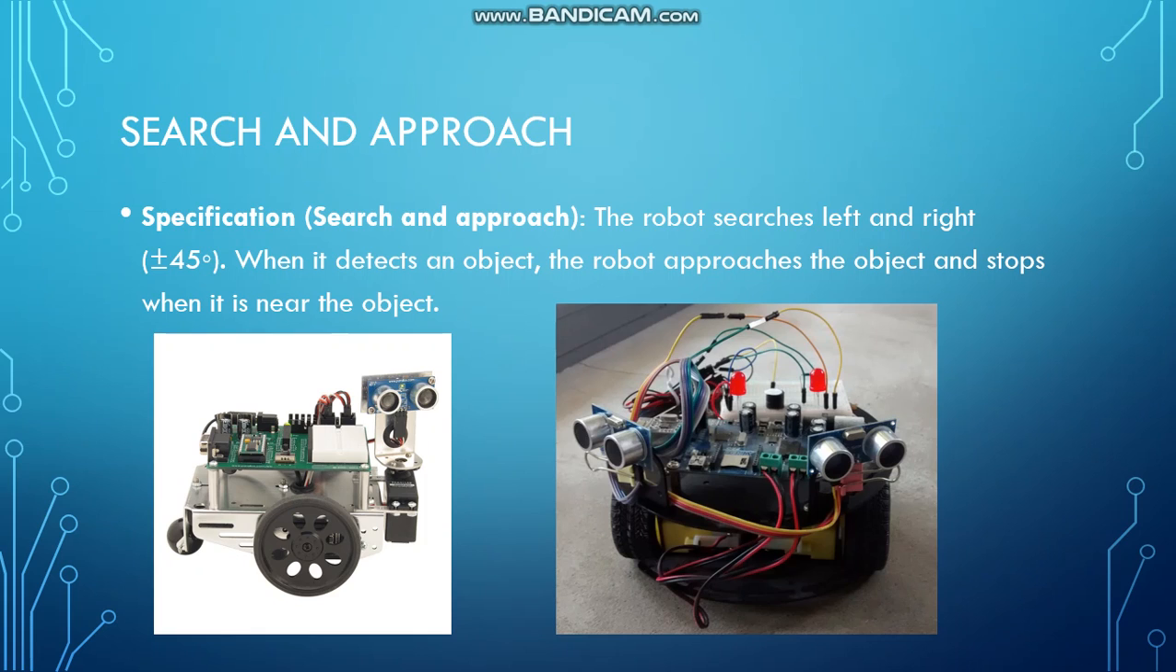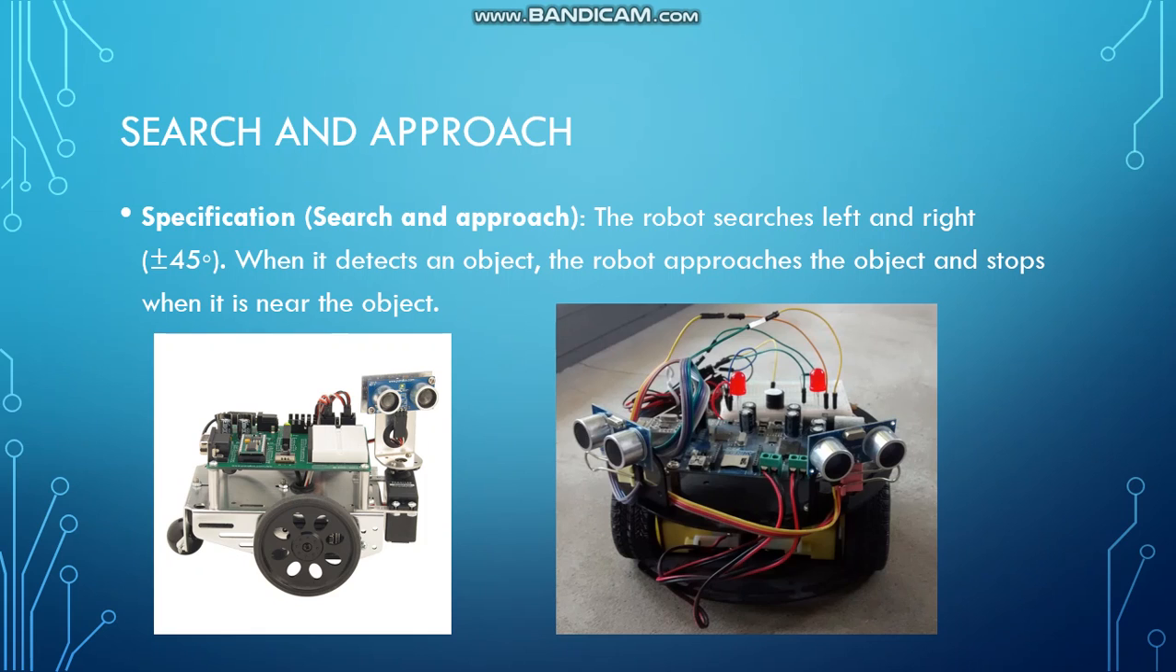So next is the search and approach. The specification: for the search and approach, the robot searches left and right. It could be positive 45 degrees or negative 45 degrees. When it detects an object, the robot approaches the object and stops when it is near the object.